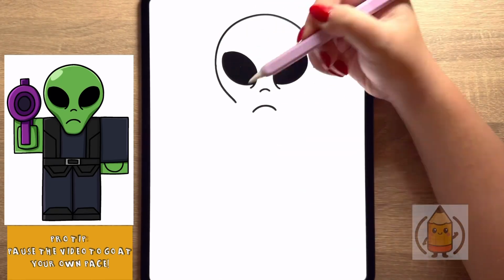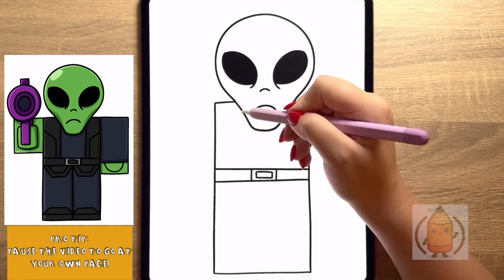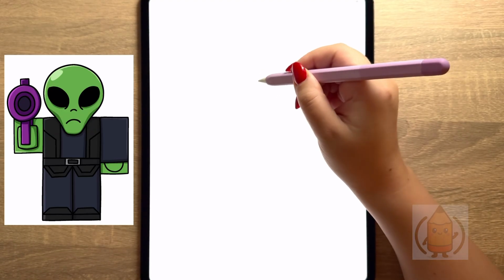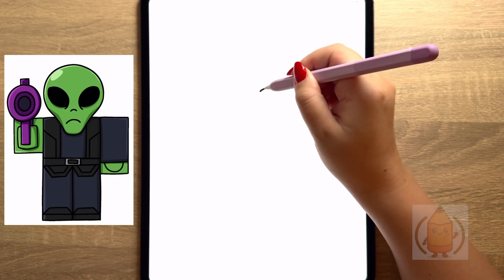Today we're going to be learning how to draw the alien from 99 Nights in the Forest Roblox, and don't forget to pause the video to follow along at your own pace. So let's go ahead and get started. We're going to start with the nose right in the center. We're going to draw in a small arch line.